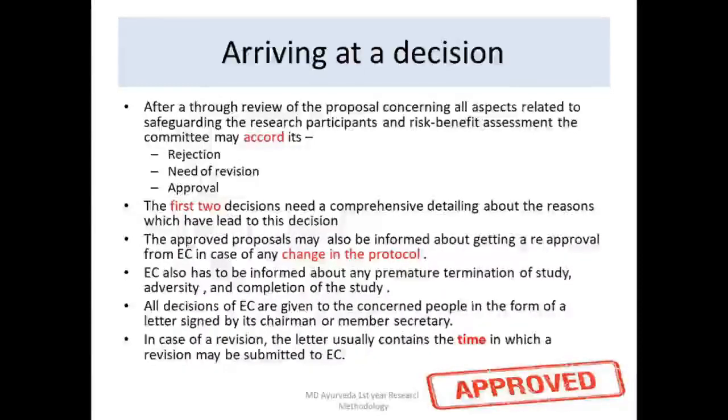The approved proposals may also be informed about getting a reapproval from the EC in case of any change in the protocol. The EC also has to be informed about any premature termination of the study or adversity in completion of the study. All decisions of the ethics committee are given to the concerned people in the form of a letter signed by its chairman or member secretary. In case of a revision, the letter usually contains the time in which a revision may be submitted to the ethics committee. This saves a lot of time while submitting the revisions.